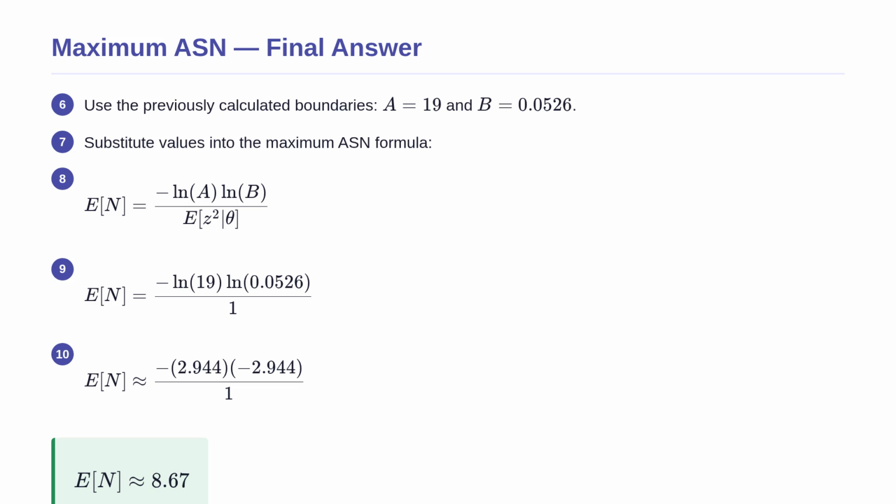Practically, this means that in the absolute worst-case scenario, where the true mean is exactly halfway between our hypotheses, we will need to test an average of about 9 items. Even at its most confused, the sequential test is still more efficient than the fixed sample test of 11 items.